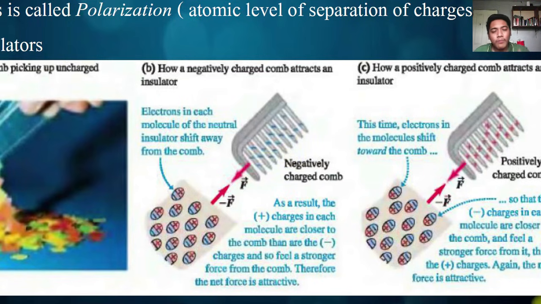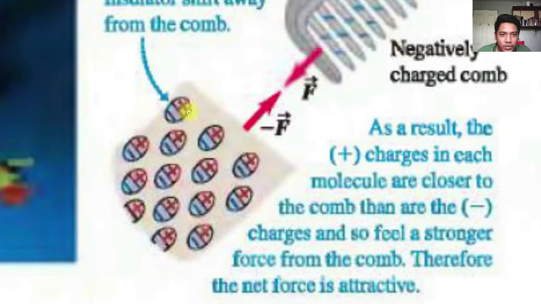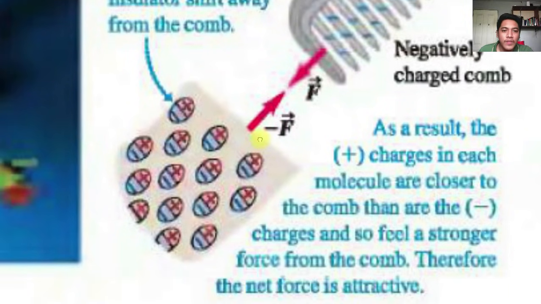And if the comb becomes negatively charged, what happens is that if you place it near another insulator, which is paper, the paper's atoms could shift slightly. If this is a negatively charged comb, there is an atomic level of separation between the positive charge and the negative charge, so that the positive charges are aligned on this side because they are attracted to the negative charge, and the negative charges try to repel or move away from it.